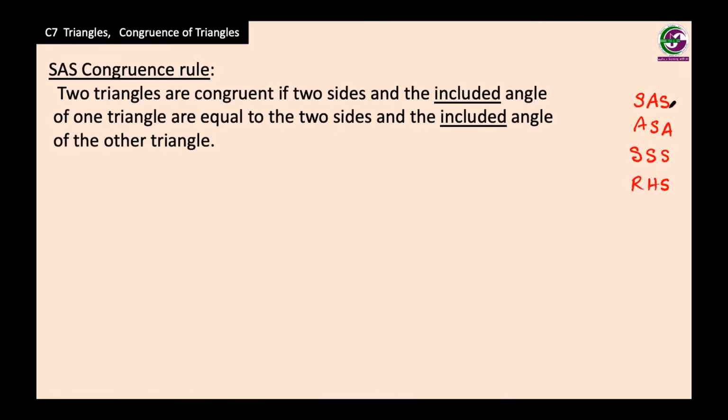SAS, 2 sides and the angle in between. The next one is ASA, 2 angles and the side in between. Here, 3 sides, and the right triangle with hypotenuse and side. Let us see one by one. The first one is SAS. SAS congruence rule says that 2 triangles are congruent if 2 sides and the included angle of one triangle are equal to 2 sides and included angle of the other triangle.